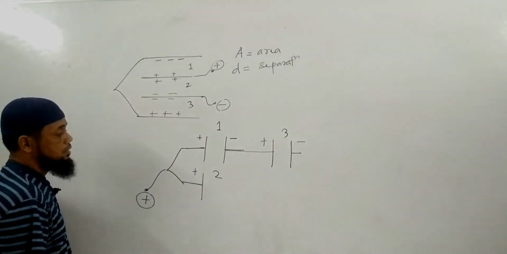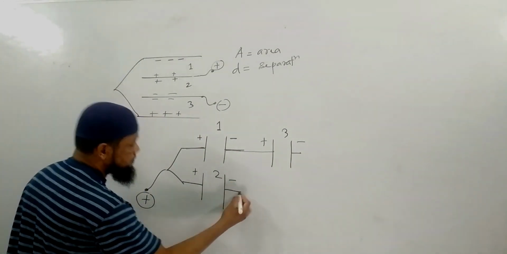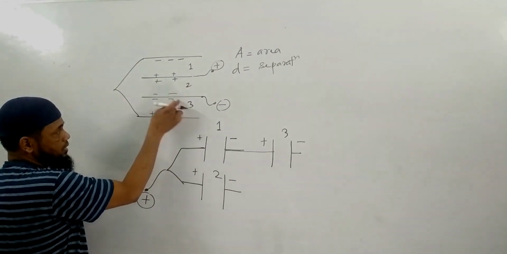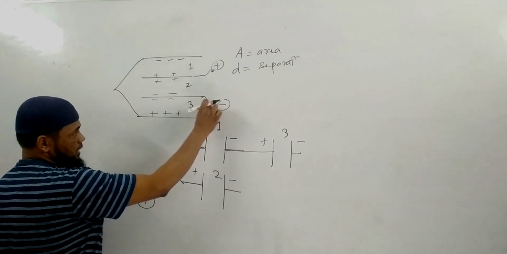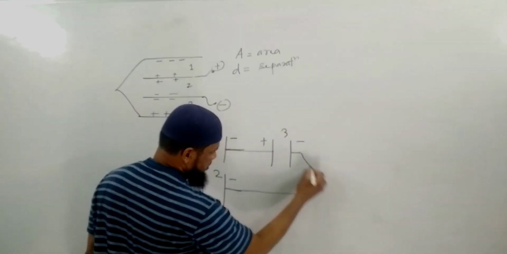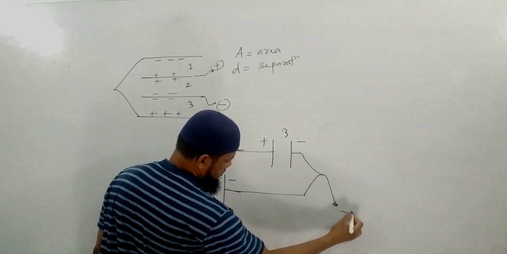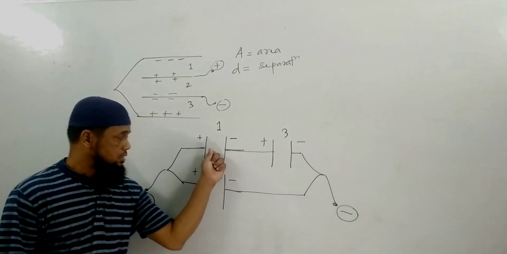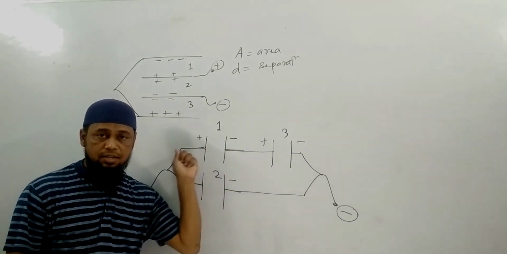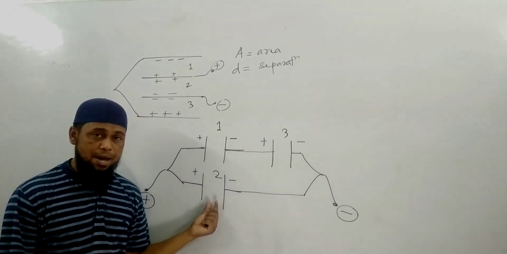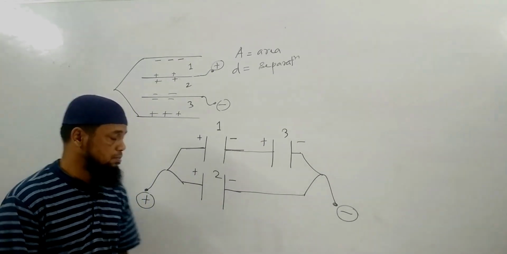That's all. Now negative plate of 2. This is the negative plate of 2. Negative plate of 2 and negative plate of 3, they are joined together to the negative terminal. So finally what we have got? C in series, C by 2, C in parallel. Equivalent is what? 3C by 2.